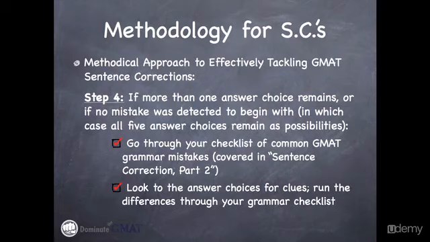Well, if all 5 are left, that doesn't mean you just immediately choose A. You want to do the same thing in both cases. We now need to filter through our mental checklist of common GMAT grammar mistakes. And this is going to be covered in sentence correction part 2: subject-verb agreement, pronoun errors, idioms. There's a whole host of possible mistakes that could be in that sentence. And the other thing we can do is look to the answer choices for clues.